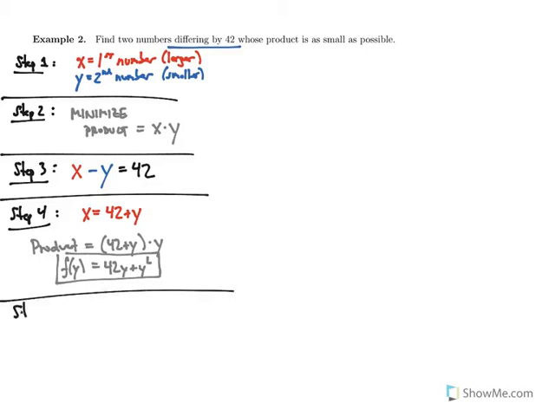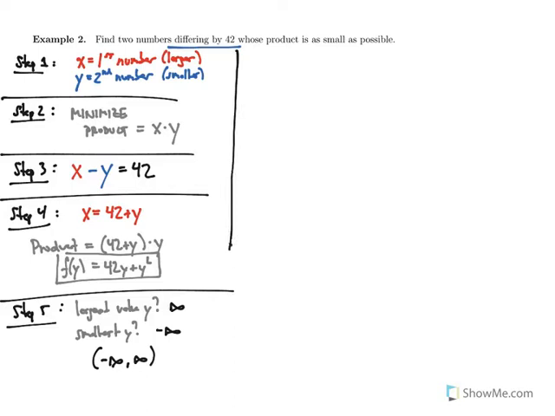Step 5, we have to find our domain. So we want to find out what is the largest value y can be, and the smallest value of y. And there really is no bounds here. Any number could do the trick. So we're going to have to do some kind of work on this problem past that. We can have negative numbers, we can have positive numbers. Those numbers just have to differ by 42.